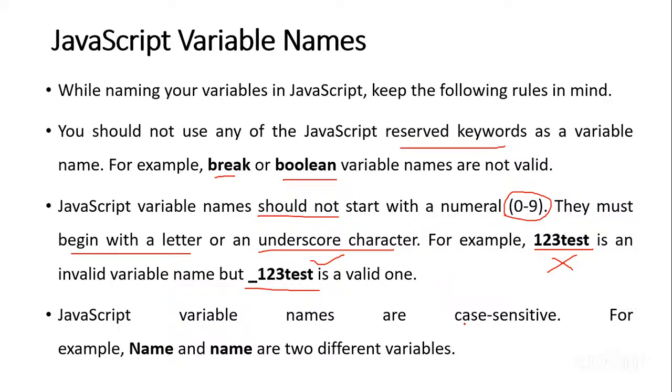Next point is variables are case sensitive, as I covered just now. If you observe Name and name, JavaScript treats these two as completely different. Even though the word is name and the spelling is the same, the first character is an uppercase letter here, and here all are lowercase letters. As JavaScript is a case-sensitive programming language, uppercase letters are treated as completely different from lowercase letters.